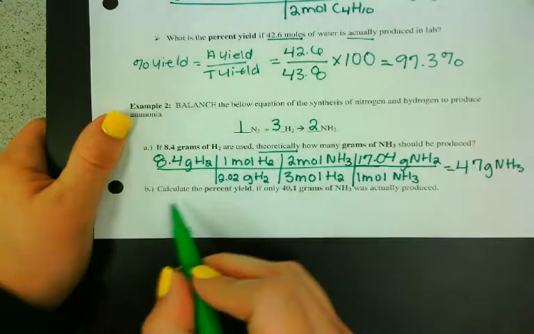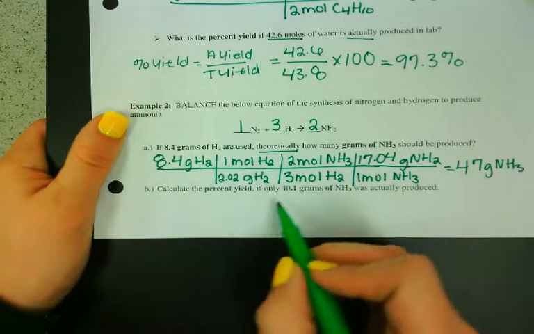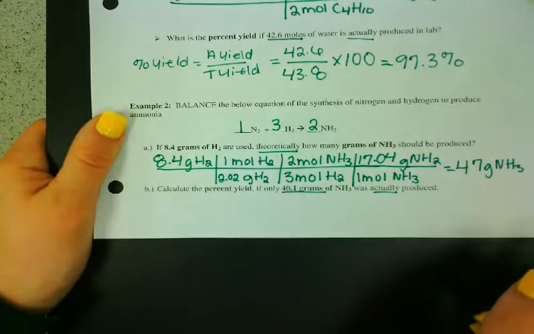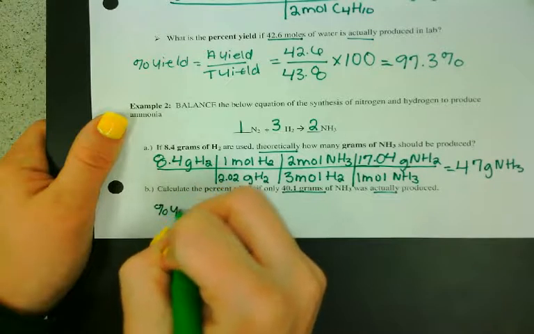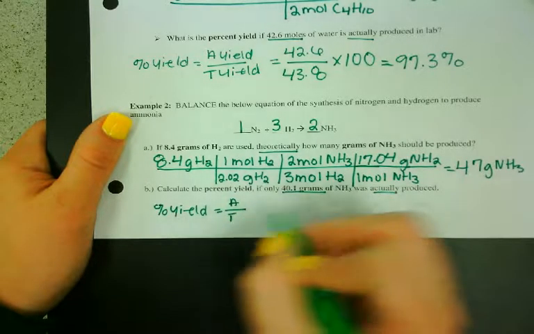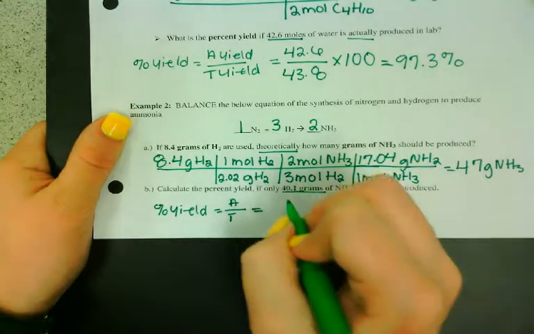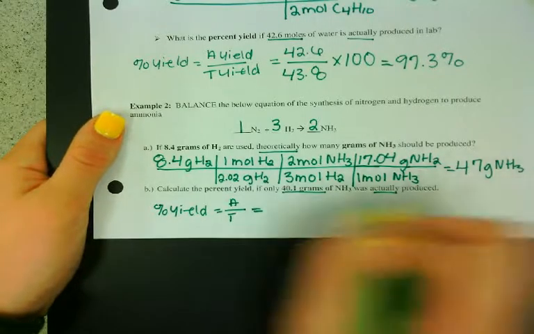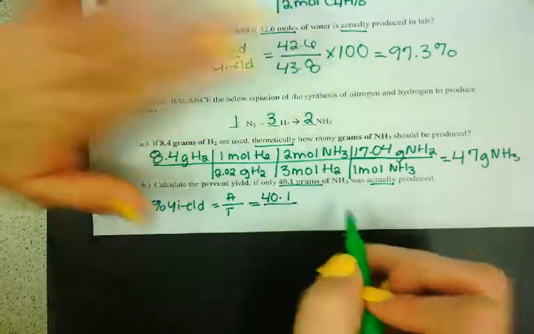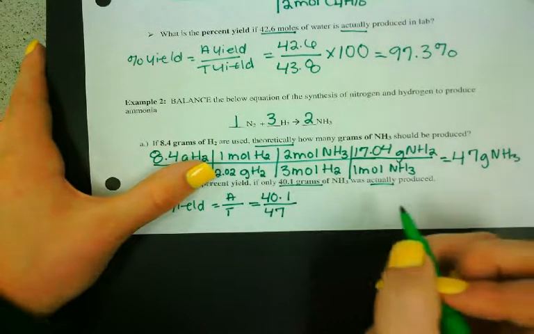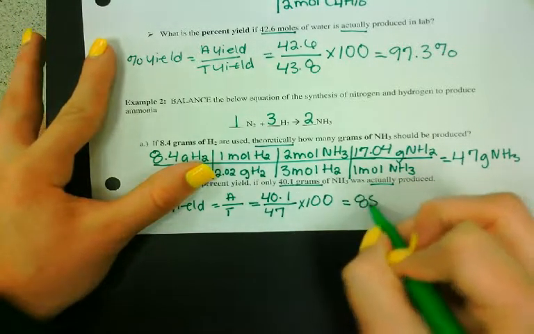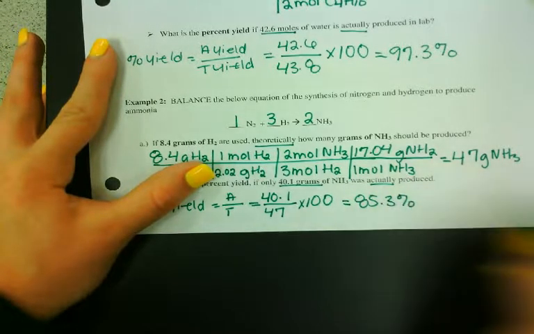Now it asks, calculate the percent yield if only 40.1 grams of ammonia were actually produced. So for percent yield, we do actual yield over theoretical yield. So here my actual yield was 40.1 grams, and my theoretical yield was 47 grams. I multiply this by 100, and I get 85.3% yield.